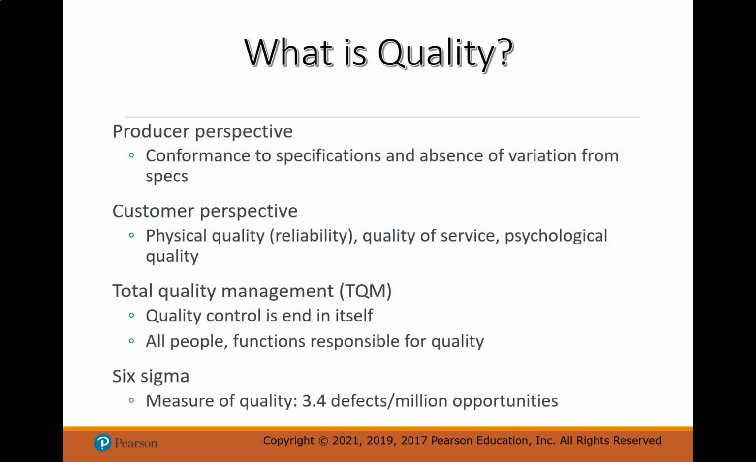And what is quality? So you can see quality really is something that everybody has their own definition of. To me, quality means it works and I don't have to fix it and it's going to last for a long time. So producer perspective: conformance to specification and absence of variation from specs. From a customer perspective, I talked about quality. That's the reliable quality of service. Hey, something happened, it's not working. And psychological quality.